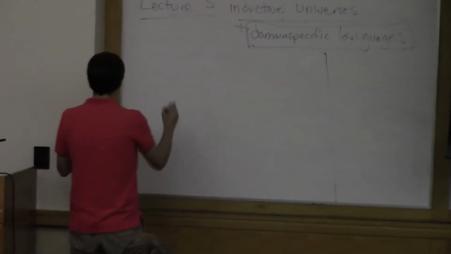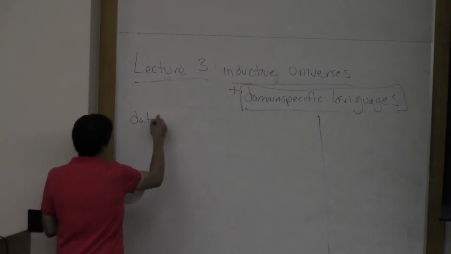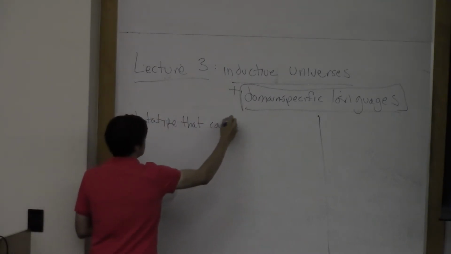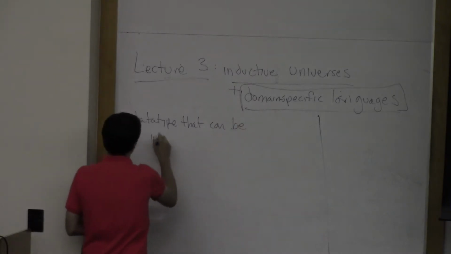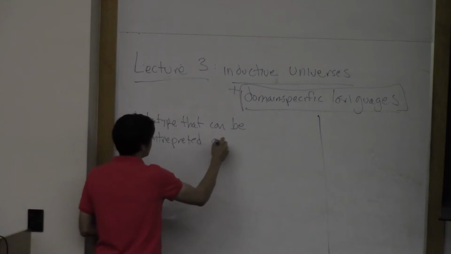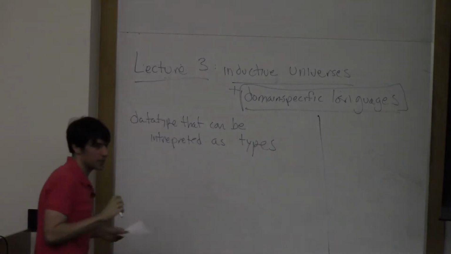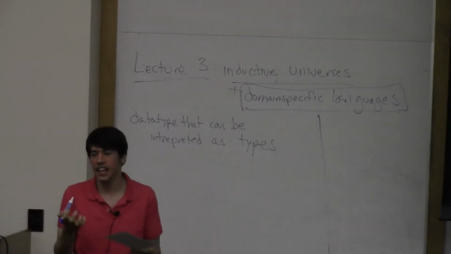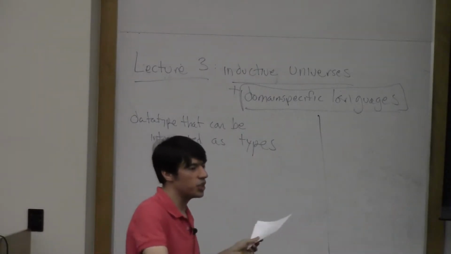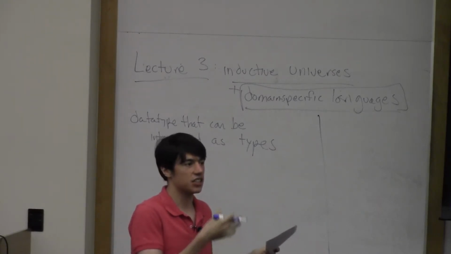And the idea here is that we have a data type that can be interpreted as types. Okay? So you have a hunk of data in Agda. It can be whatever kind of data you want. But there's some way to view this data itself as types.